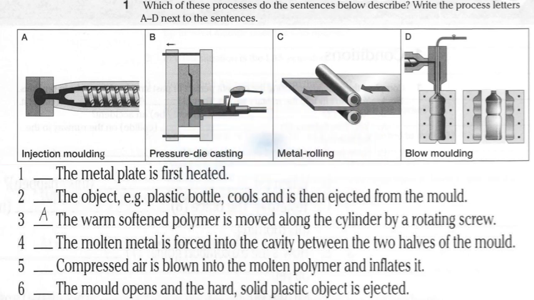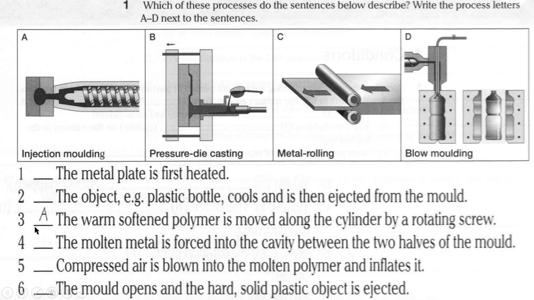Now please open your workbook page 13, exercise 1. Which of these processes do the sentences below describe? Write the processes letter A to D next to the sentences. We have 4 processes here. Process A, injection molding. Process B, pressure die casting. Process C, metal rolling. Process D, blow molding.